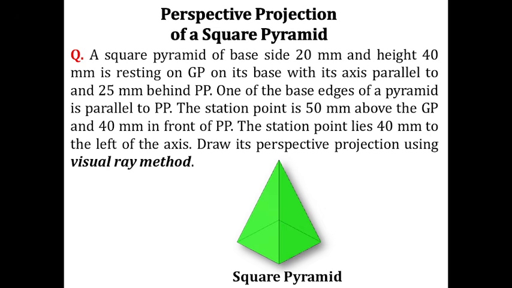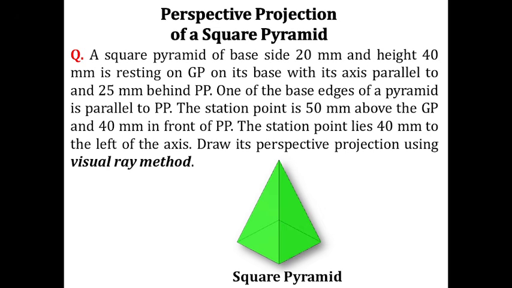The station point, which represents the observer's eye, is located 50 millimeters above the ground plane and 40 millimeters in front of the picture plane. It is also positioned 40 millimeters to the left of the axis of the pyramid. To solve this problem, we first draw the top view and front view of the pyramid in the given position. Next, we locate the picture plane and accurately mark the station point according to the given dimensions.